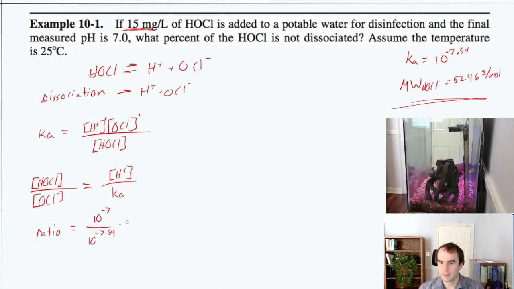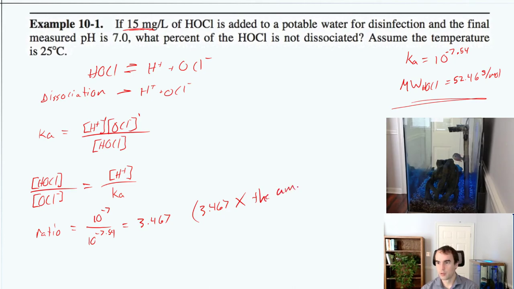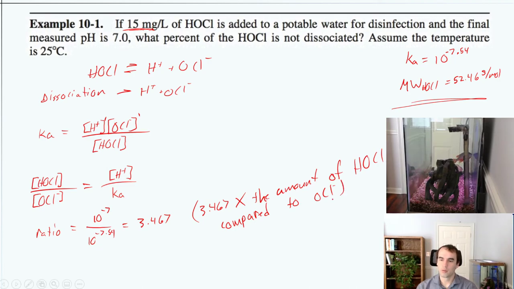So let's write that down here. This is equal to 3.467. And you could say that's 3.467 times the amount of HOCl compared to OCl minus. There's actually a couple ways we can solve this. So with that ratio, we can solve from there what that is in terms of the total amount.